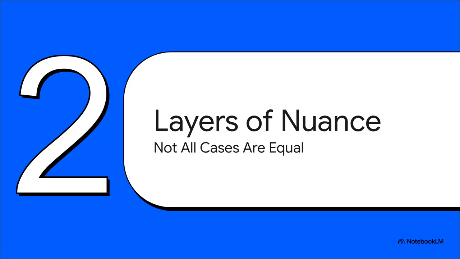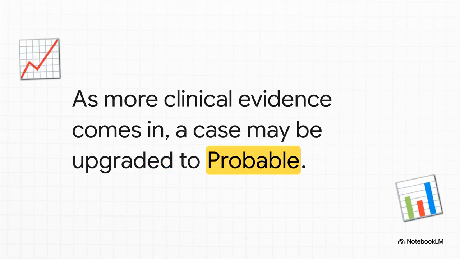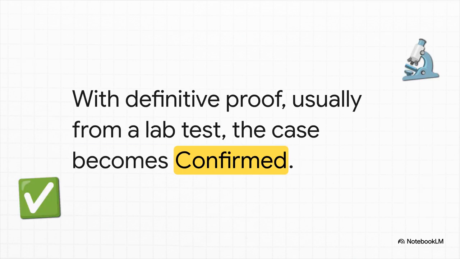Now, as we all know, the real world is messy. A diagnosis isn't always a simple yes or no, so the system has to have a way to deal with that uncertainty, which means not all cases get treated with the same level of confidence. It usually starts at the first level, with a case being classified as suspected. Then, as a little more evidence rolls in, that case may get bumped up to probable. And finally, when you get that rock-solid proof, usually from a lab, the case becomes confirmed. It's like climbing a ladder of certainty.